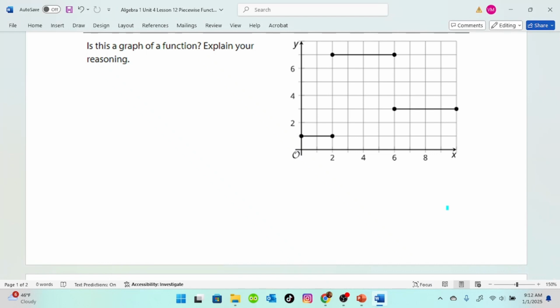Practice problem 2. Is this a graph of a function? Explain your reasoning. So again, I want to go back and point out the rule. A function has only one output for each input.